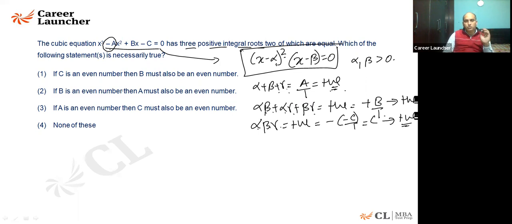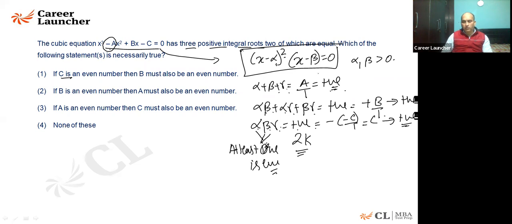Is it fine? So first thing is all of them are coming out to be positive here. If c is an even number, b must be also an even number. Look at this. Alpha into beta into gamma is coming out to be positive. You are saying it is an even number, means it is a multiple of 2. I can say all three of them are a multiple of 2, but at least one of them is even. Do you understand it?